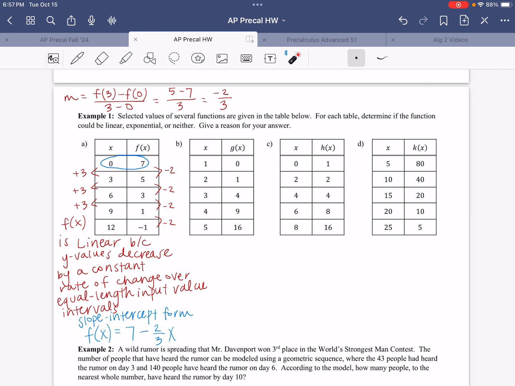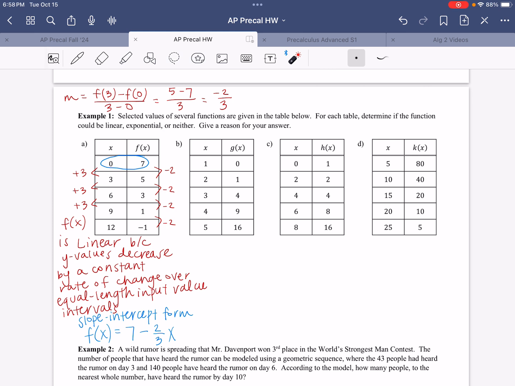We could have written this in multiple forms. We could have written it as an arithmetic sequence instead, where we would have an initial amount of 7 and a common difference of negative 2/3. All right, but again, we're kind of going above and beyond what the question is asking. So let's keep going. We may do an exponential one just for fun in a minute, if we find one.